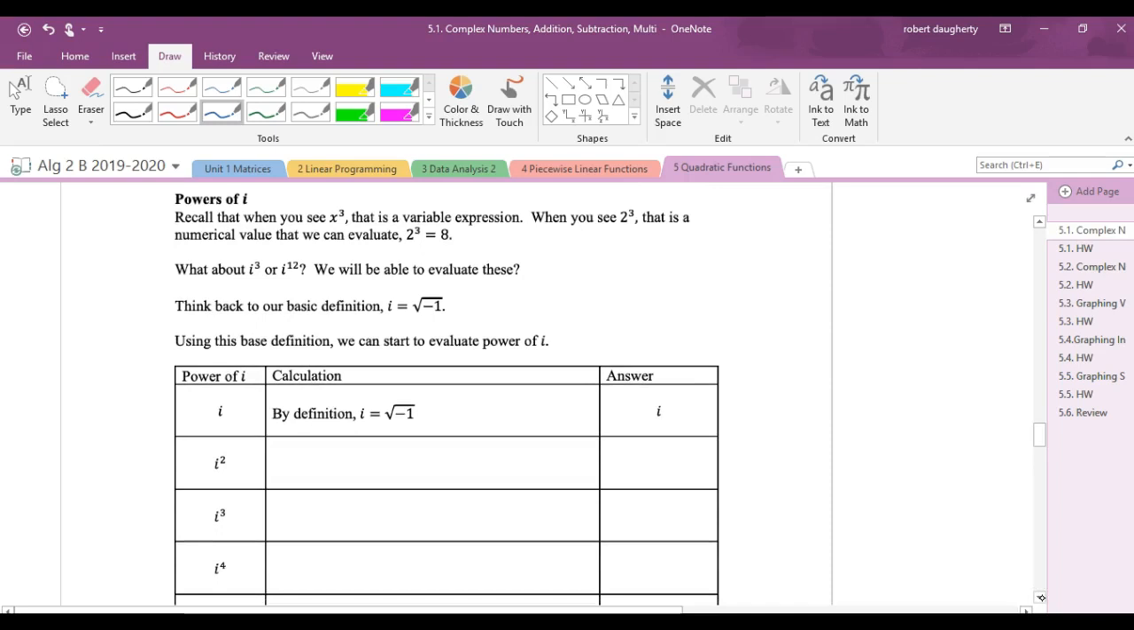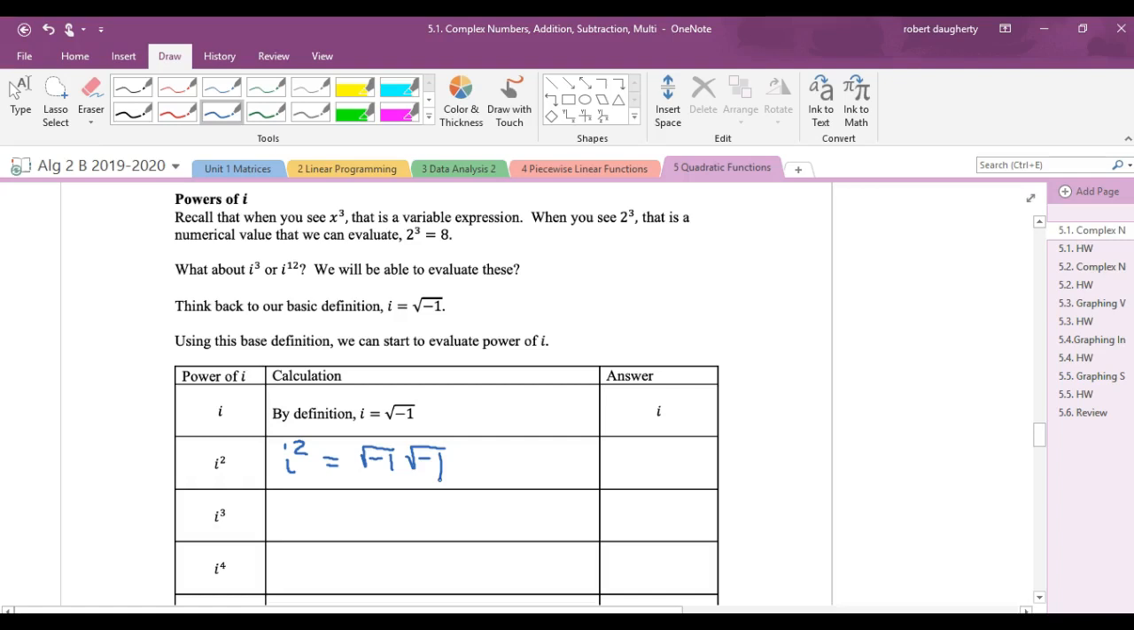Now you want to pay close attention to this. This is fairly straightforward, but there are people who will struggle with this from what I've seen in the past. So we need to talk about what it means to raise i to a power. Okay, what is i again? Square root of negative 1. So by definition, i is the square root of negative 1. Okay, so i squared, we want to square i. So i squared is going to be the square root of negative 1 times the square root of negative 1. Does everyone agree with that?